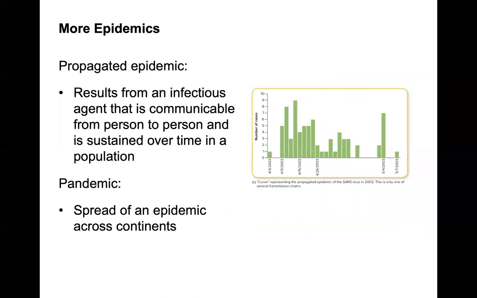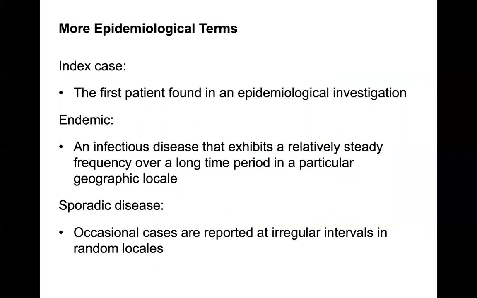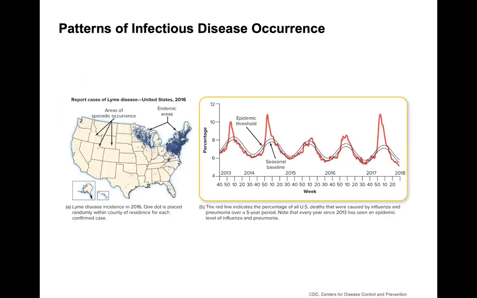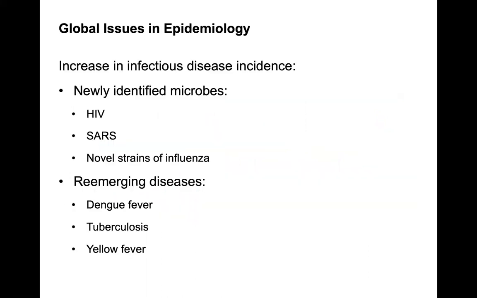And then the different types of epidemics. We're currently living in a pandemic, which is the spread of an epidemic across all continents. That's what coronavirus is. And then you can also look at things such as something endemic, which means it's just part of that geographical region. Sporadic diseases are something that occurs occasionally with no regular set pattern. And you can look at Lyme disease here. You can see patterns and peaks that we see.